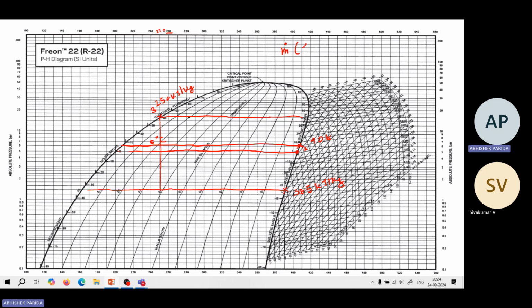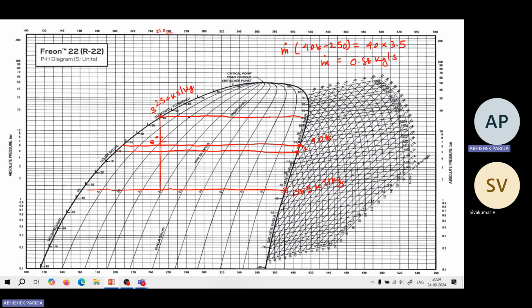So it is 408 minus 250, equal to how much? 40 TR is 3.5 kilowatt. Find out in kg per second how much you're getting. I'm getting somewhere around 0.88 kg per second as the flow rate of the refrigerant.